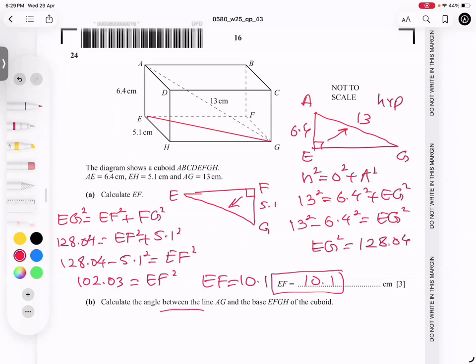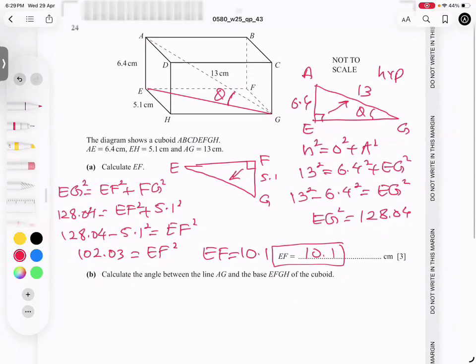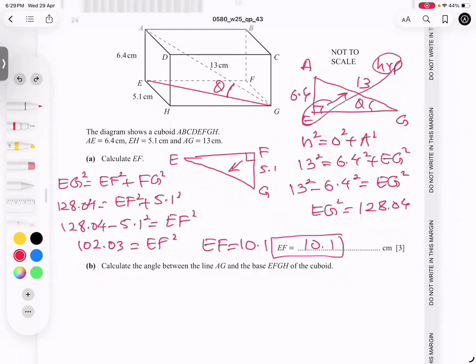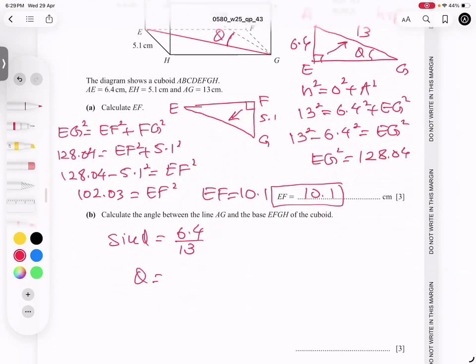And the angle between AG and the base. Where is AG, students? AG is this, and the base. When you say base, we talk about the angle between this and the floor. Floor is this one. And we never count the floor, we count the diagonal. So this is the angle I'm looking for. I'm using the same triangle, opposite by hypotenuse: the hypotenuse is in front of 90, and the opposite is in front of the angle. So sine theta is equal to 6.4 over 13, and theta is equal to sine inverse.